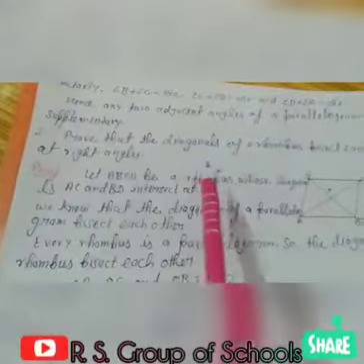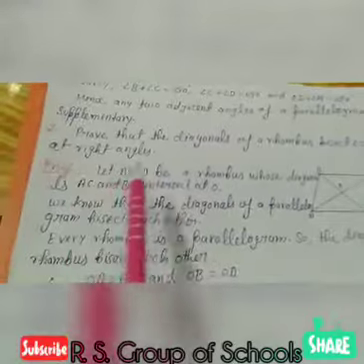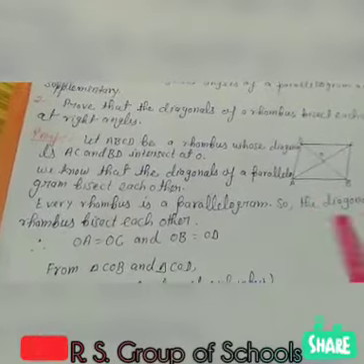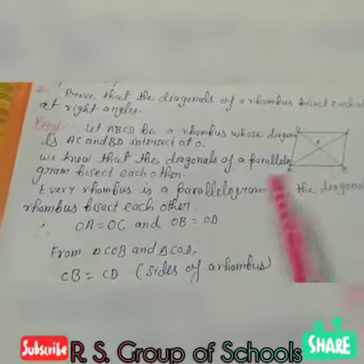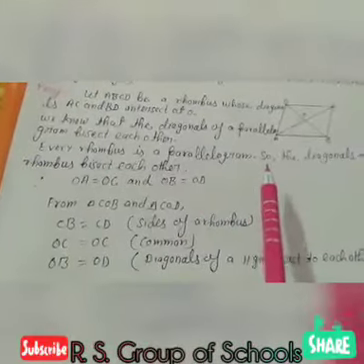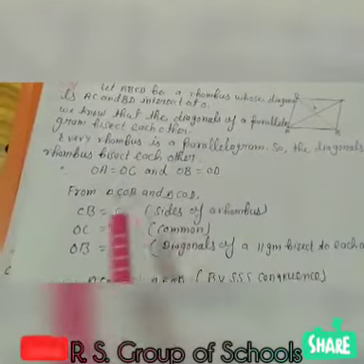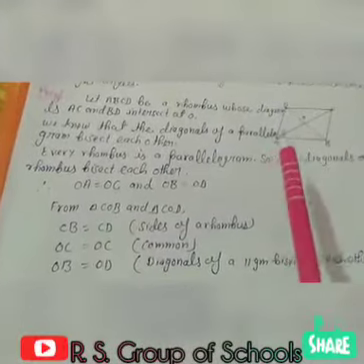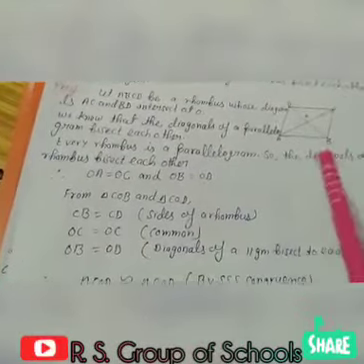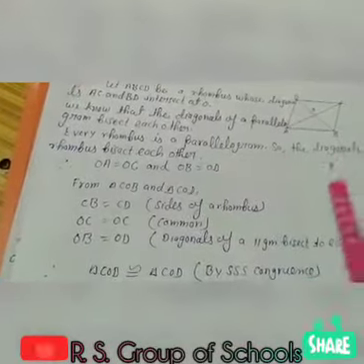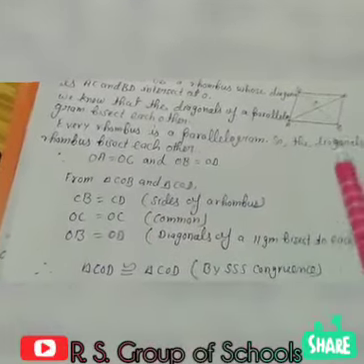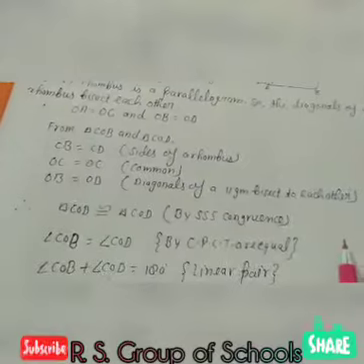Second problem: prove that the diagonals of a rhombus bisect each other at right angles. Proof: let ABCD be a rhombus whose diagonals AC and BD intersect at O. We know that the diagonals of a parallelogram bisect each other. Every rhombus is a parallelogram, so the diagonals of a rhombus bisect each other. So OA is equal to OC, and OB equal to OD. From triangles COB and COD, CB is equal to CD, sides of a rhombus, OC is equal to OC common, and OB equal to OD, diagonals of a parallelogram bisect each other.